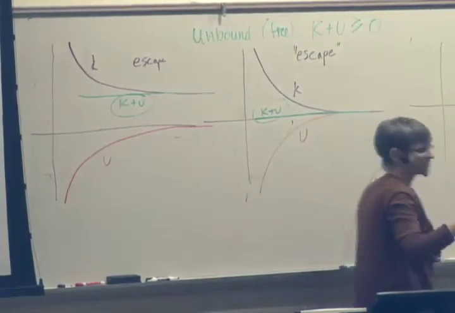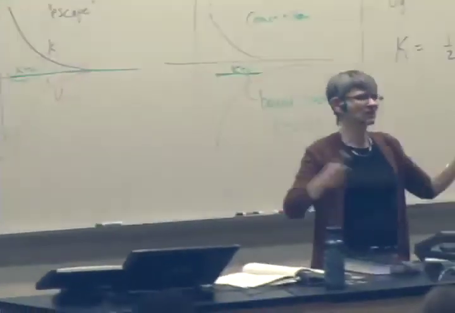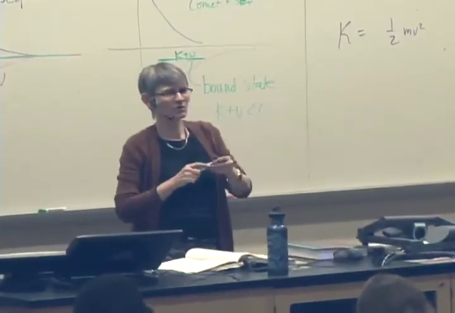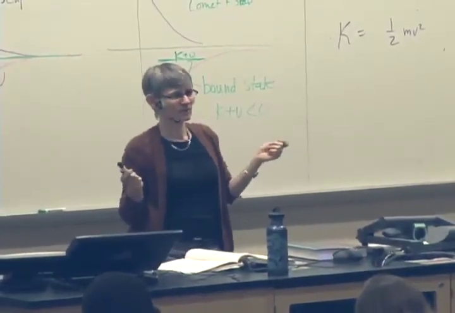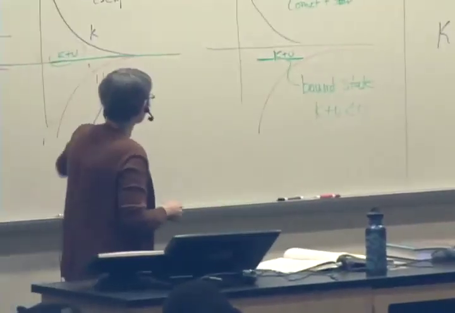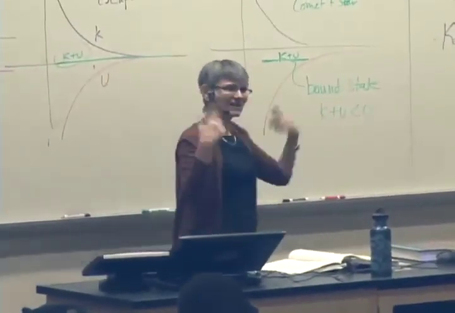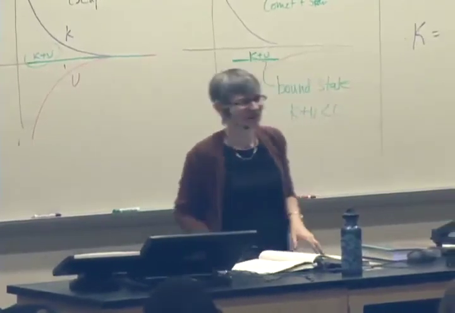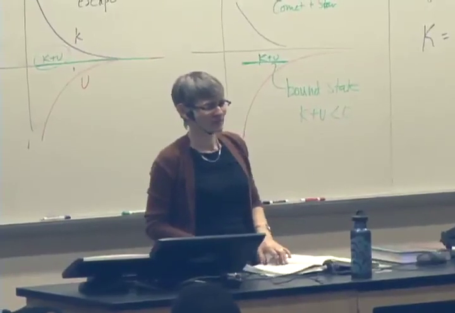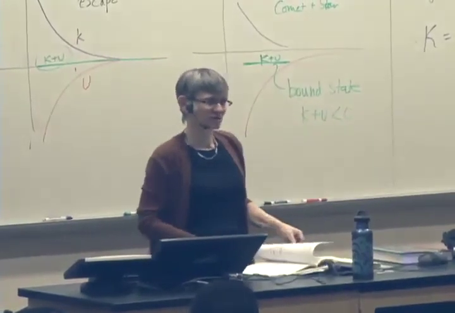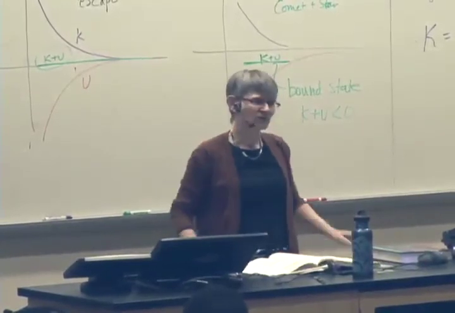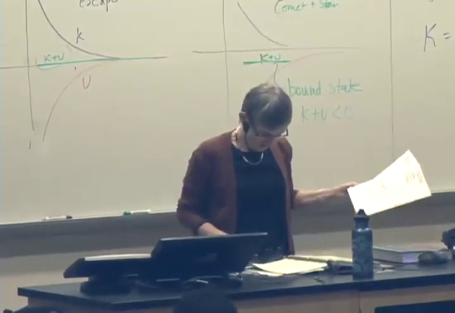And so for systems that are bound together, like the Earth and the Sun, or your little satellite in your program and the Earth, unless you give it a lot of initial kinetic energy, it's going to be a bound state. K plus U is going to be negative. But if it has enough energy to escape, K plus U is greater than or equal to 0. Questions? All right.